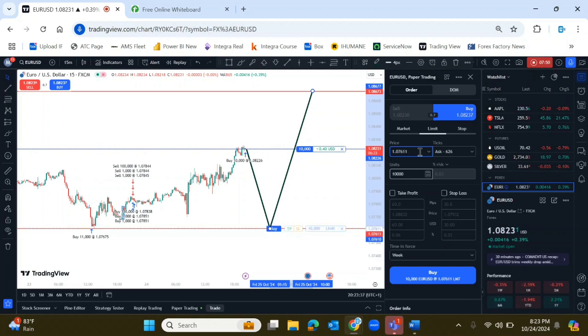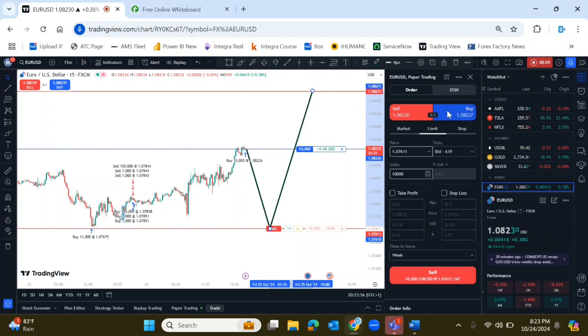1.07611. Okay, then what I will do is put my lot size, which, let me leave it at this 10,000. Then I will just hit my buy here. And if it is sell limit that I want to set, I will click on this sell here. Then I will put in the price. Let's say I am about to put this price here. I will input that price and then click sell.